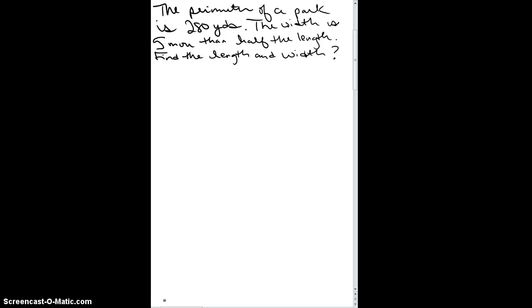Okay, here's one of the perimeter story problems using two variables and two equations. The perimeter of the park is 280. As soon as you read the word perimeter of a park, the assumption is that it is a rectangular shaped park. I guess I probably should have said that. So the formula is 2w plus 2l for the perimeter of a rectangle, right? And I know that the perimeter is 280.